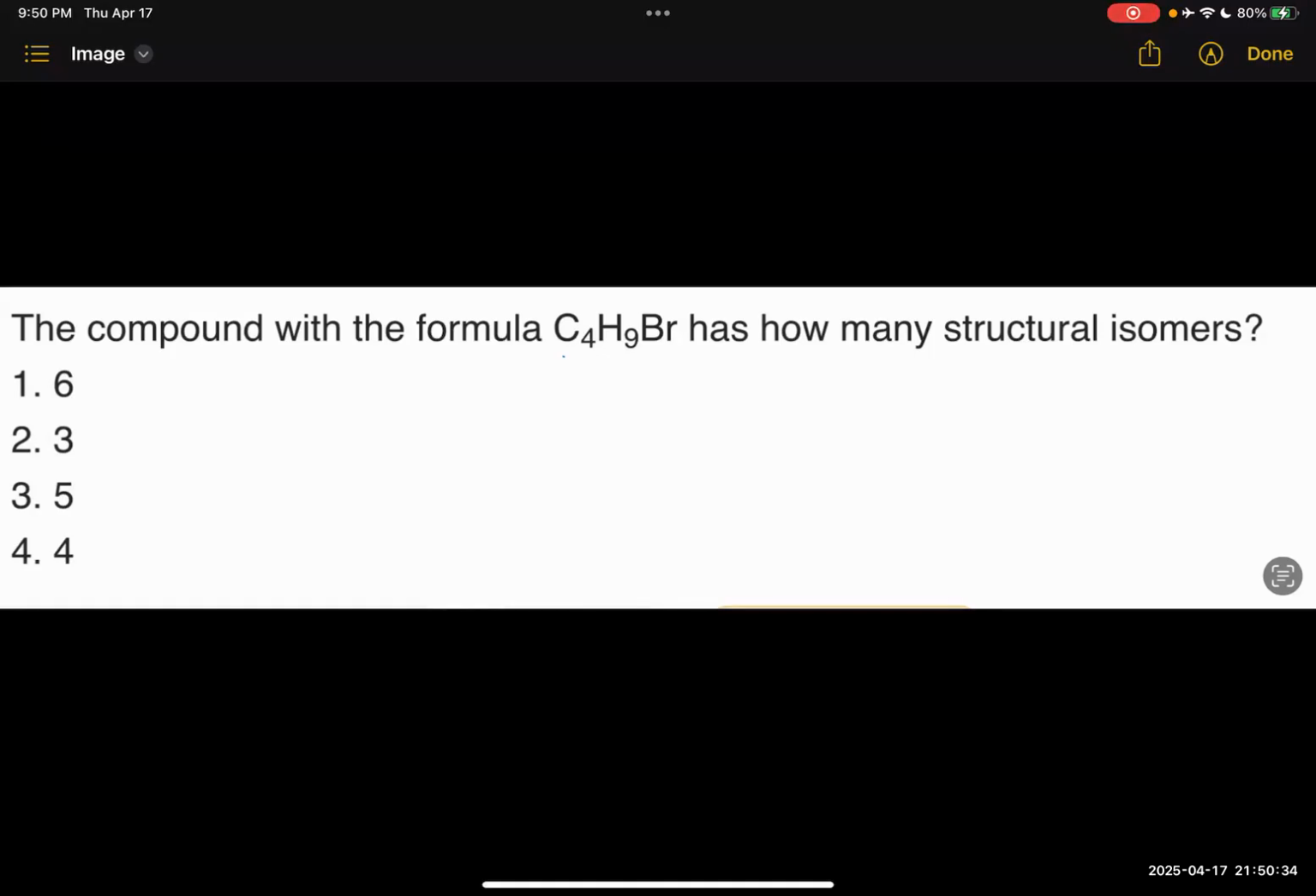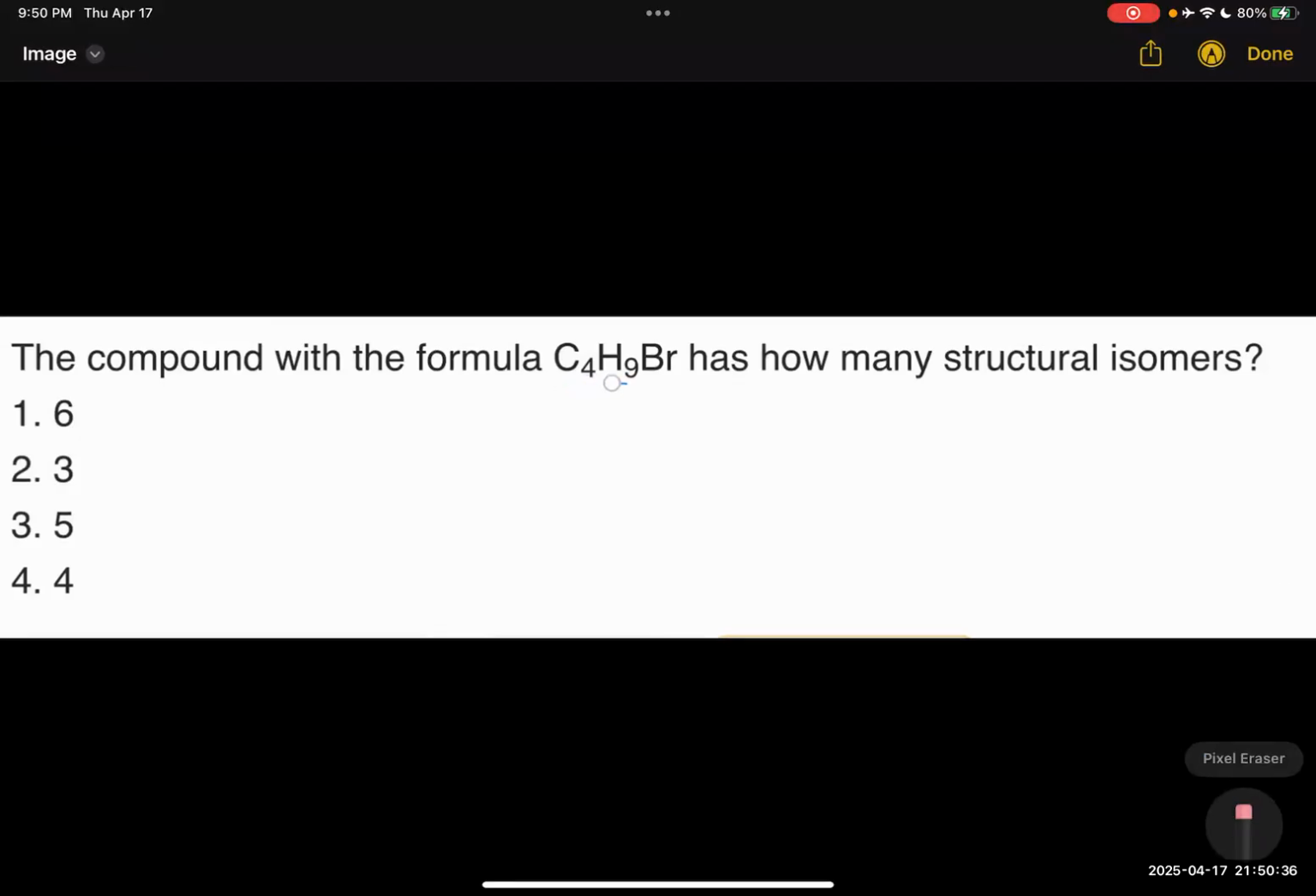You need to draw all the isomers. How many structural isomers are there? Structural only you have to draw. You don't have to consider the chiral carbon atom. Is it clear or not? Only structure.